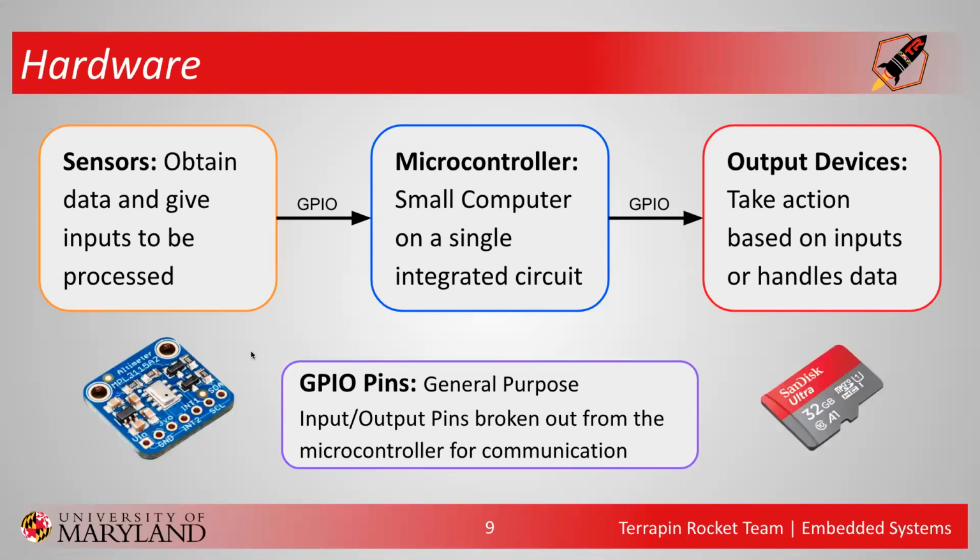And here we have examples. On the left is an altimeter. It just reads height data and how high you are in the air. So that's an example of a sensor that we use on rockets to take in information. And the output can be an SD card, for example, if you're just trying to store that data somewhere.